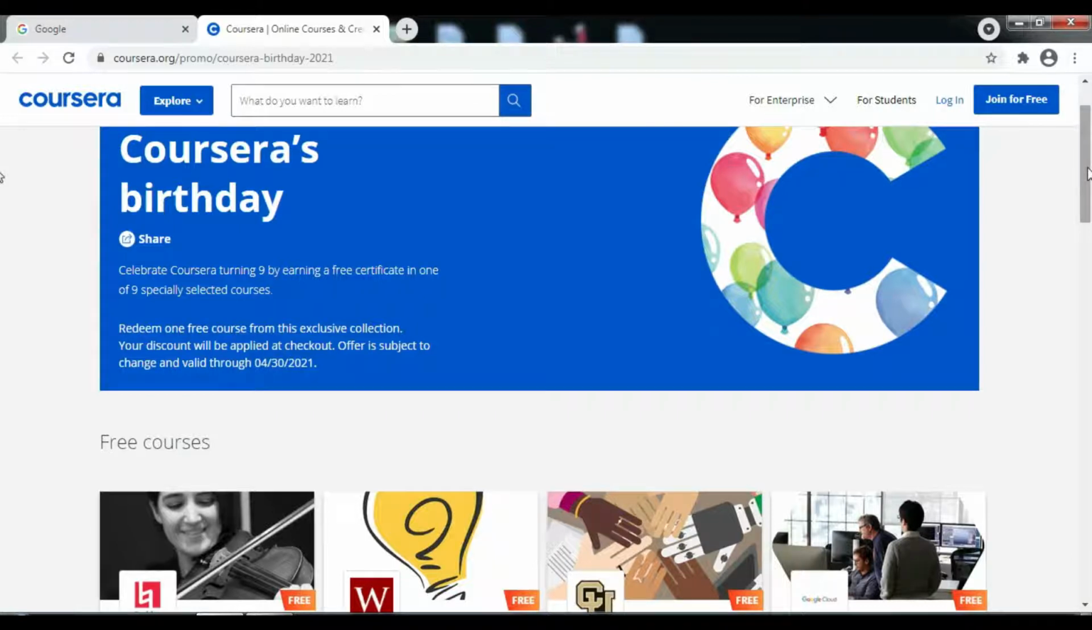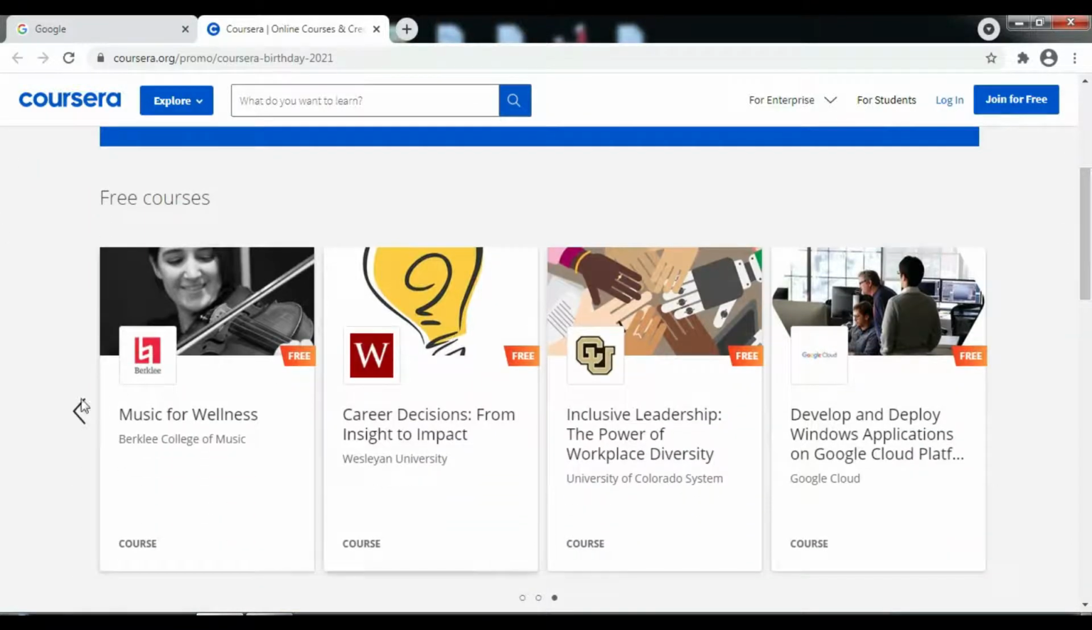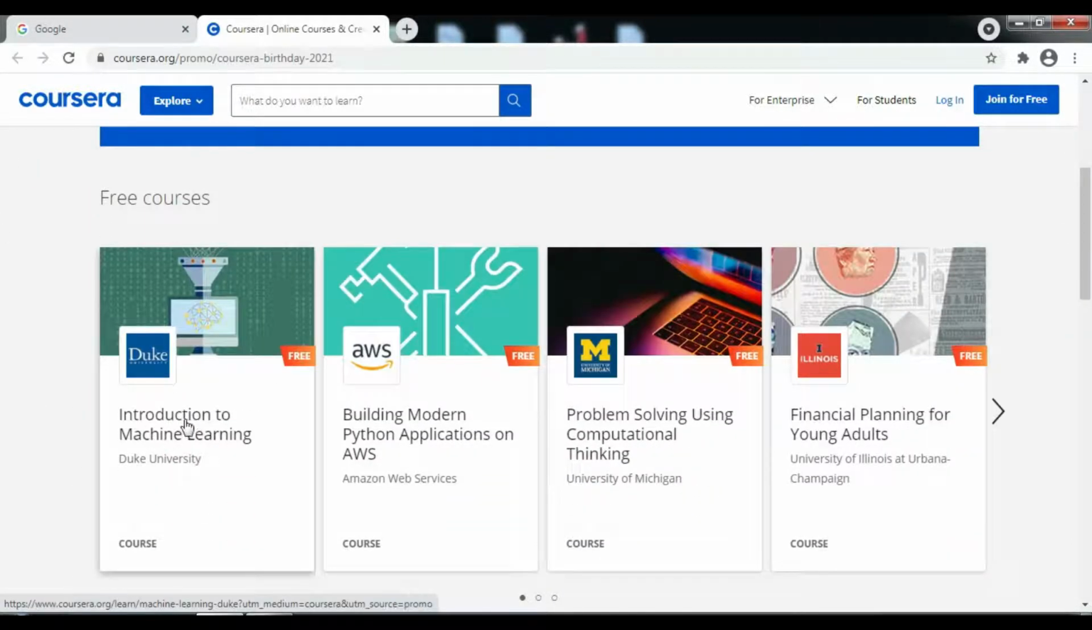Let's look at these courses. First course is Introduction to Machine Learning by Duke University. Second one is Building Modern Python Applications on AWS by Amazon Web Services. Third course is Develop and Deploy Windows Applications on Google Cloud Platform by Google Cloud. Fourth course is Problem Solving Using Computational Thinking by University of Michigan.